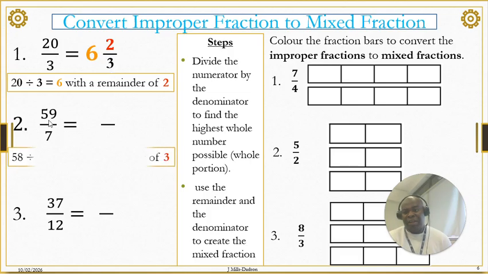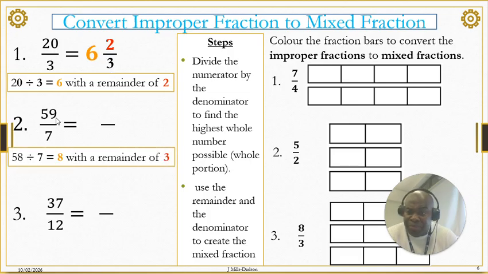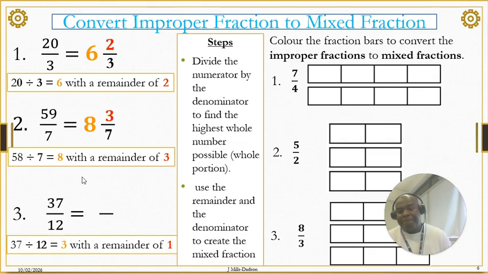So here 59 divided by 7, the biggest whole number possible is 8. So our whole number now becomes 8 with a remainder of 3. That gives us 3 over 7. Can you do the last one yourself? How many 12s can you get out of 37? Hope you got that. So that would be 3 12s, remainder of 1. So that's 1 over 12.